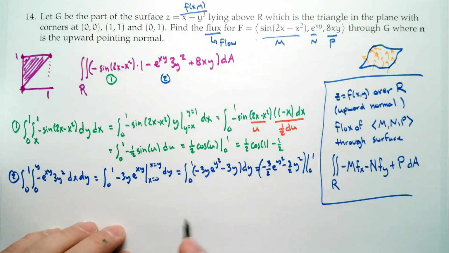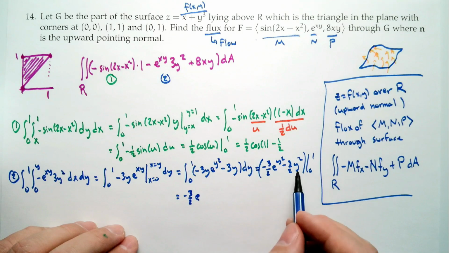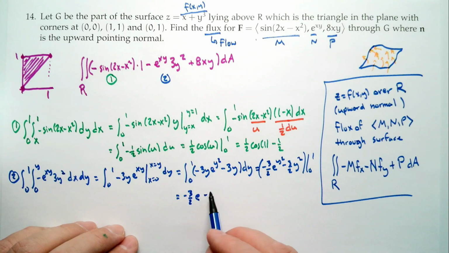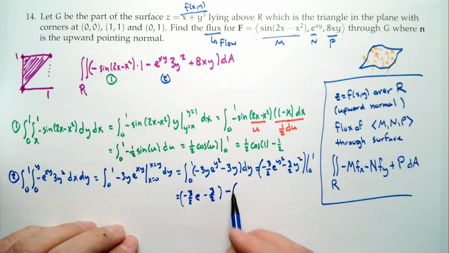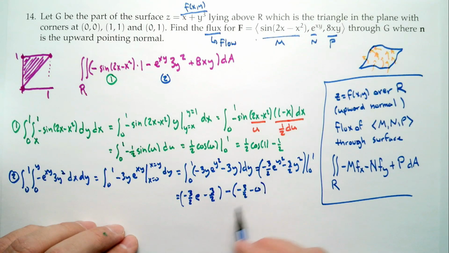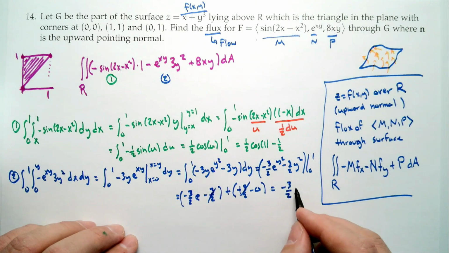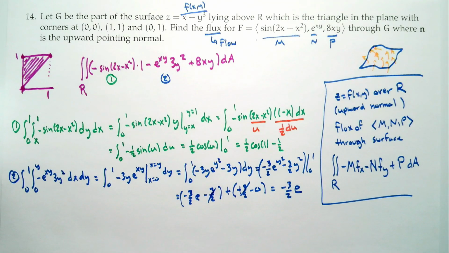So you plug in 1, you get minus 3/2 e, and then you're going to get minus 3/2 times 1. Then you're going to subtract, plug in 0, you're going to get minus 3/2 times 1 and minus 0. Well, the nice thing is, minus minus, those become plus. Minus 3/2 plus 3/2, those actually cancel. So you're left with minus 3 over 2e. Nice. So that worked out really well.